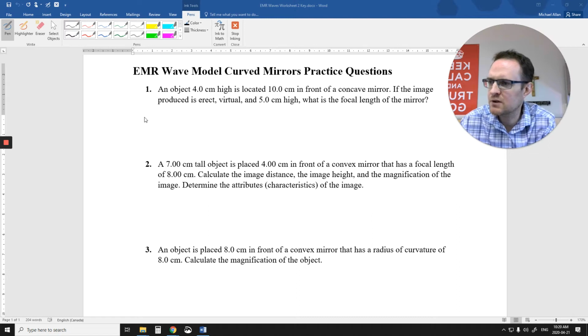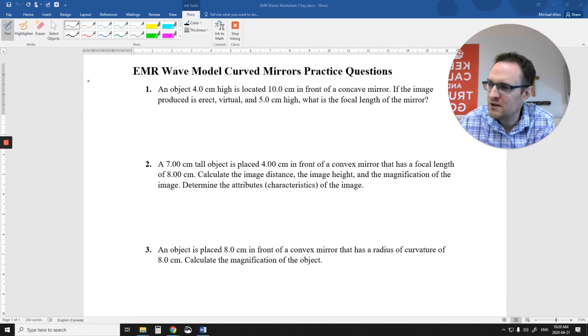All right, Physics 30s, I'm going to go over this worksheet that we have here on curved mirrors and the formula for curved mirrors, and how we solve questions involving these, getting attributes and stuff.